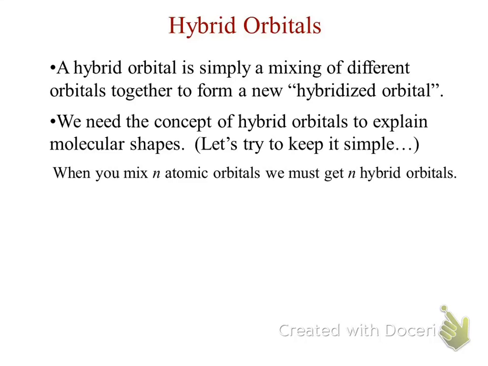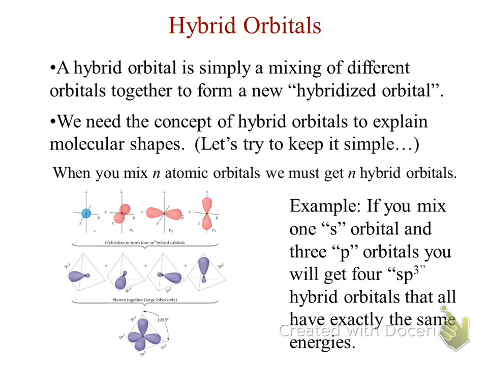Now, when you mix n orbitals, we must get n hybrid orbitals. That makes sense: depending on the number of orbitals that we actually mix and put together, that will be how many hybrid orbitals we get. The other orbitals, if they're not used, just remain there. So, for example, if we mix one s orbital with 3 p orbitals, we'll get 4 sp3 orbitals. So hopefully this is going to make sense: sp3 hybrid orbitals that have the same energy.